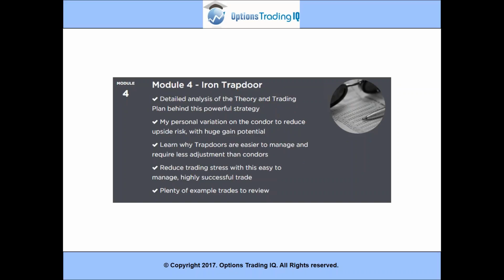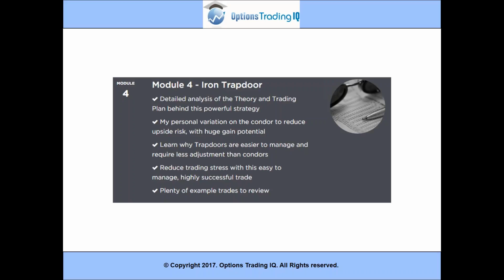Okay, module 4 is the trapdoor. So a really good one. We'll go over the theory, we'll go over the full trading plan. Again, it's my personal variation on the condor to reduce upside risk with huge gain potential on the downside. So you'll learn why trapdoors are easier to manage and require less adjustment than condors, and reduce trading stress with this easy to manage, highly successful trade. So I've had a lot of success with this trade, and it requires less attention than a condor. So really, really cool to watch.